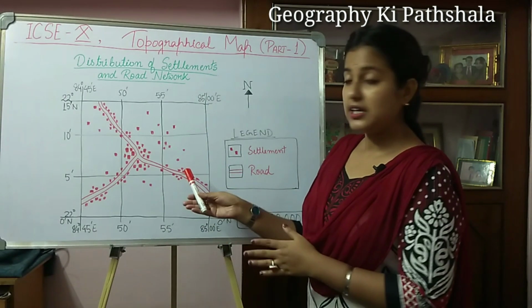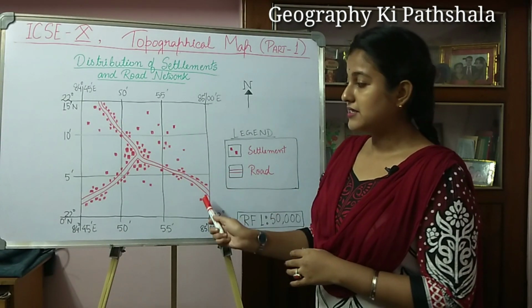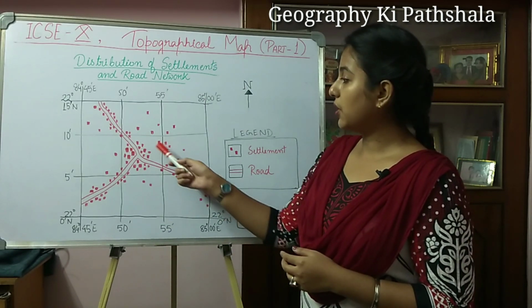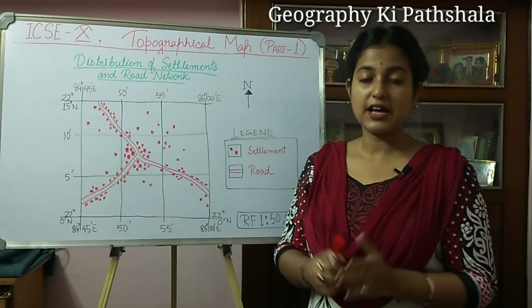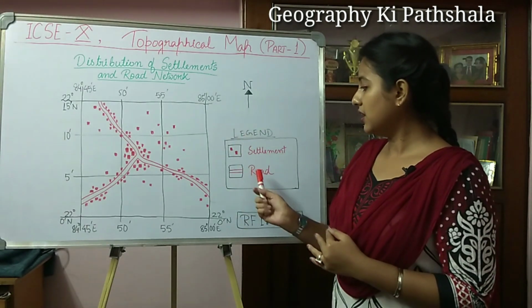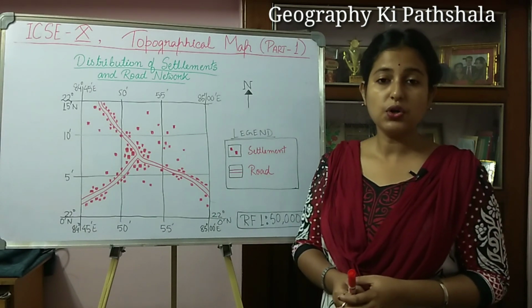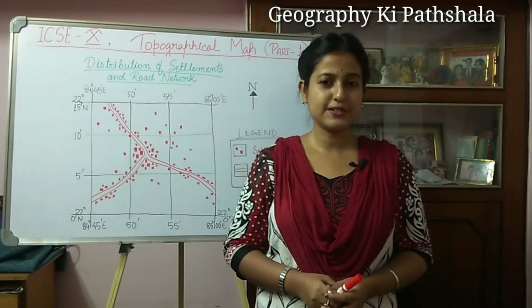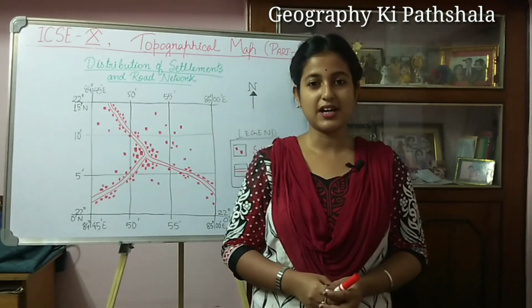And if you see the map, then you can see that these red lines are indicating the road networks, and the small red boxes are indicating the settlements, and that I have mentioned in my legend. And the scale, which is RF 1:50,000.